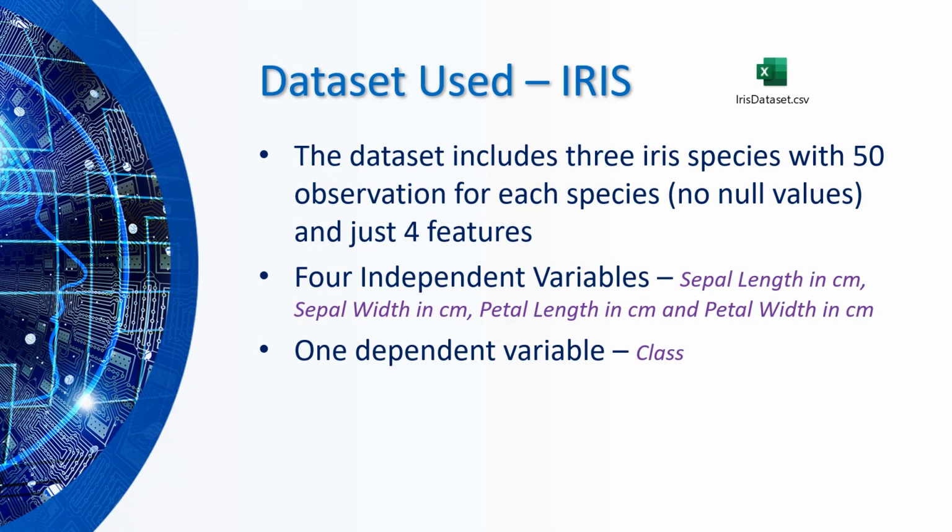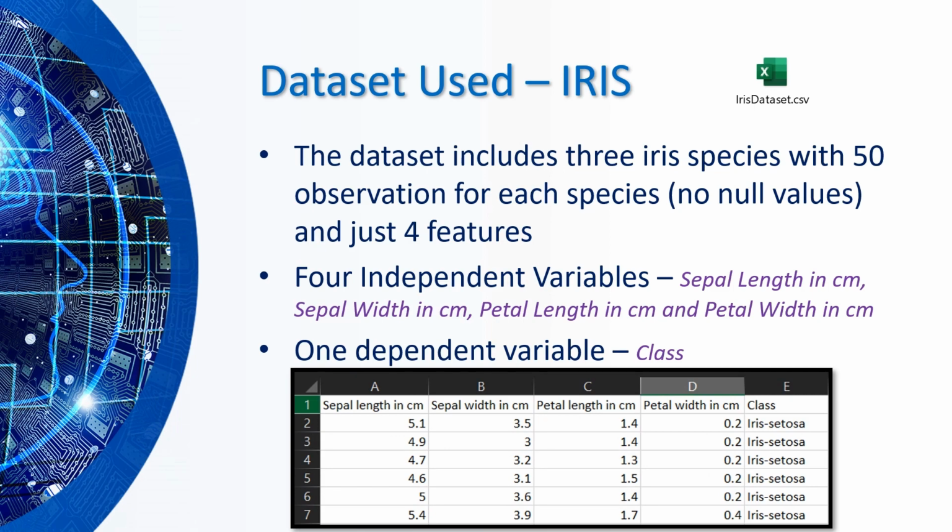So for example, here I have taken the iris dataset, and the dataset includes three iris species with 50 observations for each species and no null values, and there are four features. The four independent variables that are used from the iris dataset are sepal length, sepal width, petal length, and petal width. All these variables are in centimeters. And the one dependent variable here is the class. And this is the data.